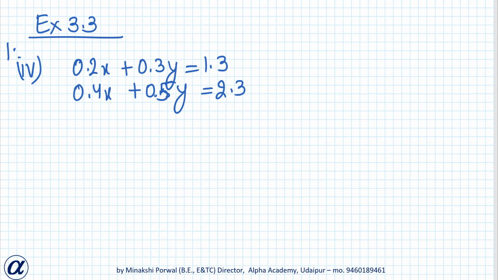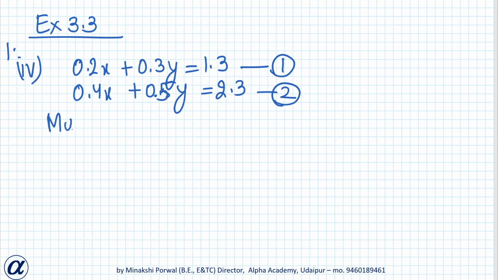We remove the decimal point. Yes. So how will we remove the decimal point? Ma'am, by multiplying by 10. By dividing every equation by 10? Dividing by 10 or multiplying by 10? Sorry, multiplication. Yes. So the first step should be multiplying the entire equation by 10.